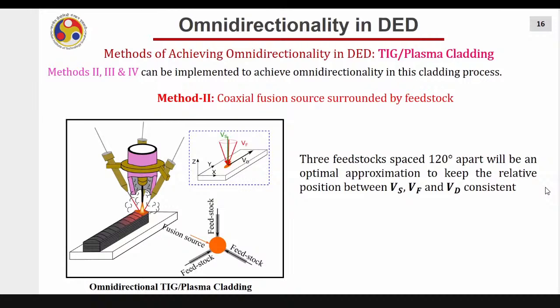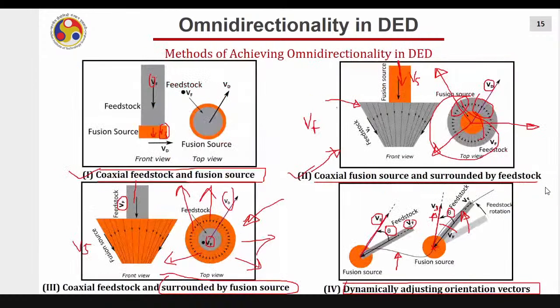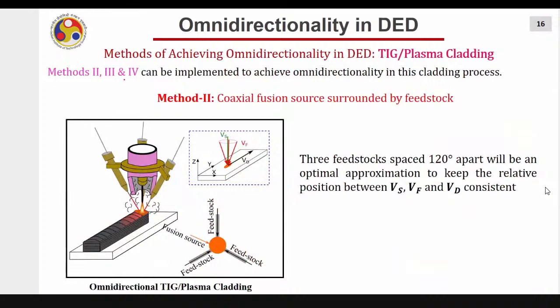Method number 2, the coaxial fusion source surrounded by feedstock, method 3, coaxial feedstock surrounded by fusion source, and method 4, dynamically adjusting feedstock, are applicable for TIG or plasma cladding. Let us discuss method 2 first. Method 2 says to make it omnidirectional, you should have a coaxial fusion source, meaning the center should be the arc.